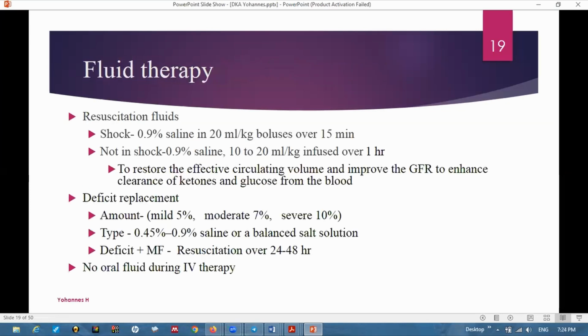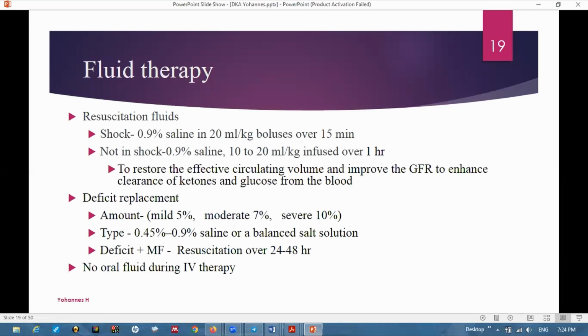When we look at the fluid management in DKA, if the patient is in shock, we will start with a 20 ml per kg bolus over 15 minutes with 0.9% normal saline. After 15 minutes, we will reassess the patient. If the patient is still in shock, we will add 10 ml per kg. If still in shock, we will add another 10 ml per kg up to a maximum of 40 ml per kg. Then, if there is no improvement, we will start inotropes.